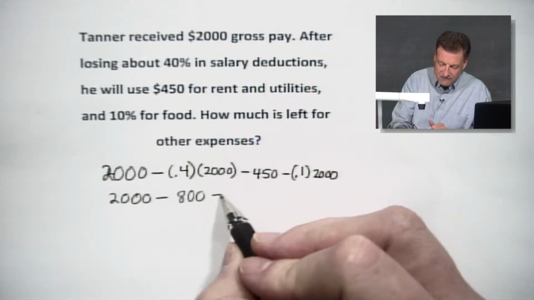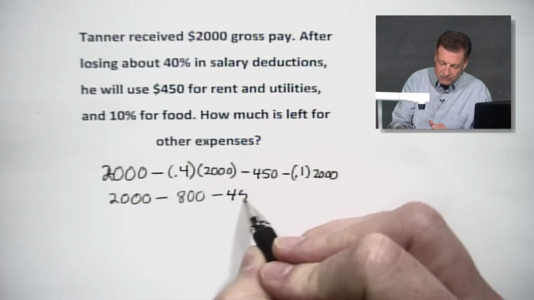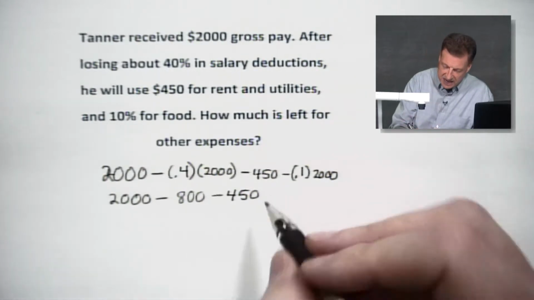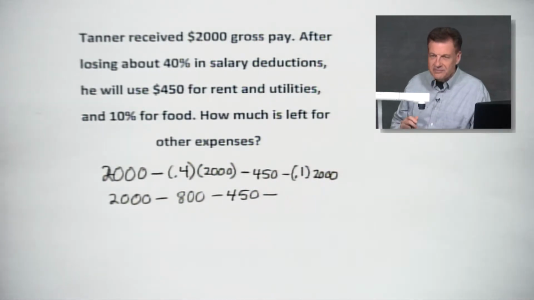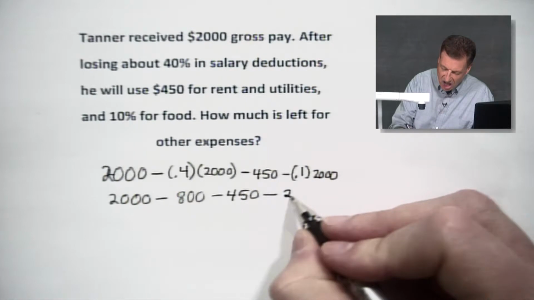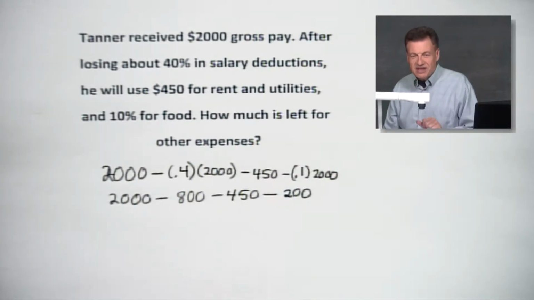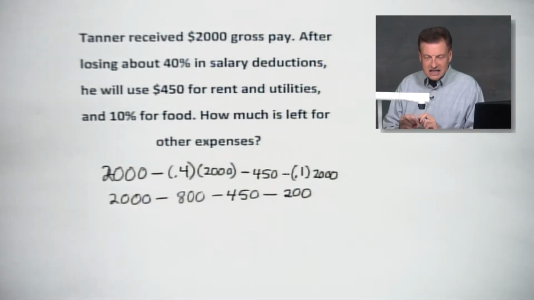Now, 450, that's going to stay just like it is there. All right, 450. Now we're going to also take 1/10 times that. That's going to be another $200 we take out of there. I'm beginning to wonder, is he going to have anything left? All right, let's see what happens.